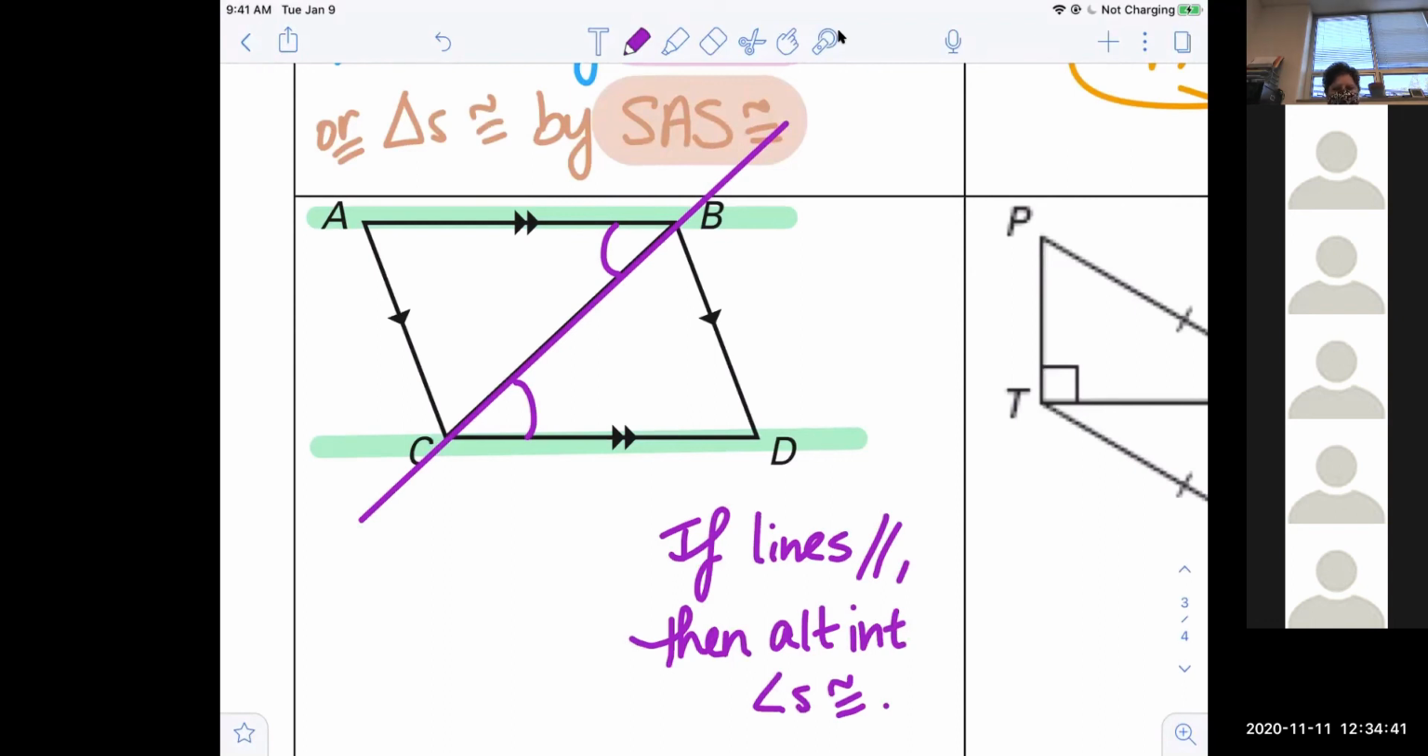So question, do we know that segment AB and segment CD are congruent? Do parallel segments have to be congruent? So could I do that? No. Here's two segments that are parallel, but they don't have to be congruent, right? Like think of a trapezoid. So be careful that you don't think that parallel means they have to be congruent.